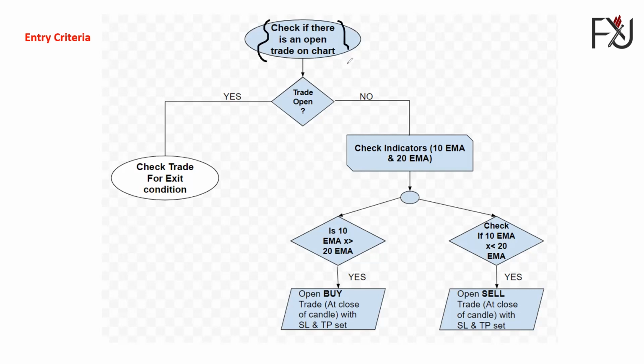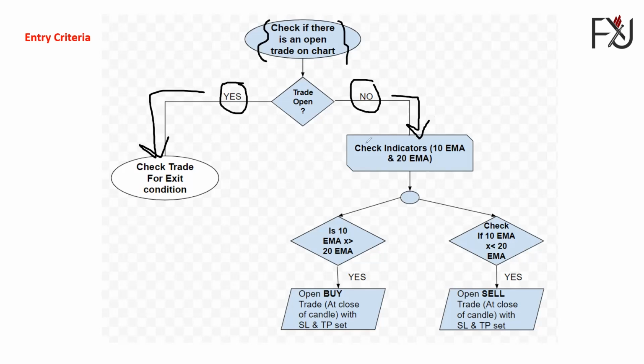So if there's an open trade on the chart, right, there are two answers to this question. Either the answer is yes, there's an open trade on the chart, or the answer is no, there's no open trade on the chart. Now, if there's an open trade on the chart, what we want the bot to do is to check if the exit conditions are met. Okay. Now, if the answer is no, what we want the bot to do is to check if the condition for opening a trade is met.